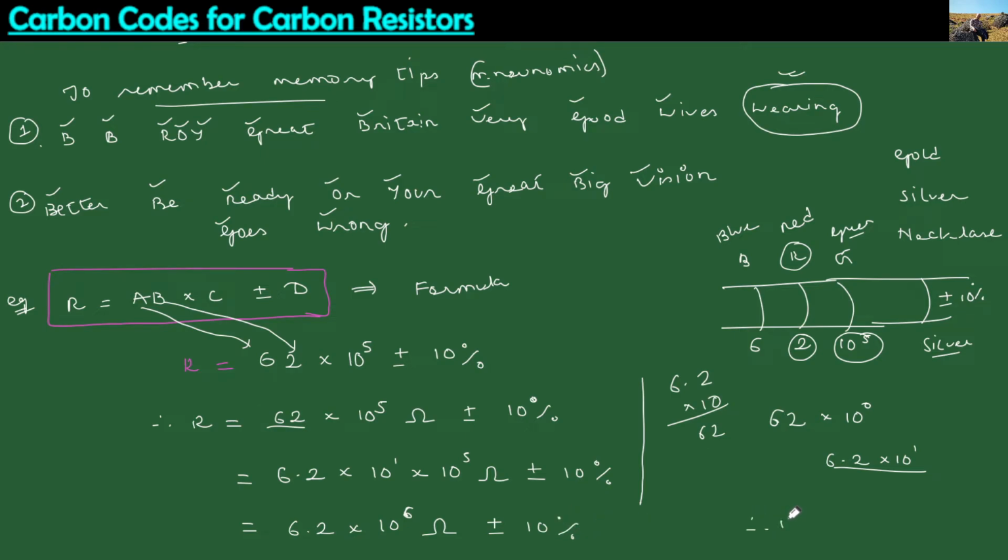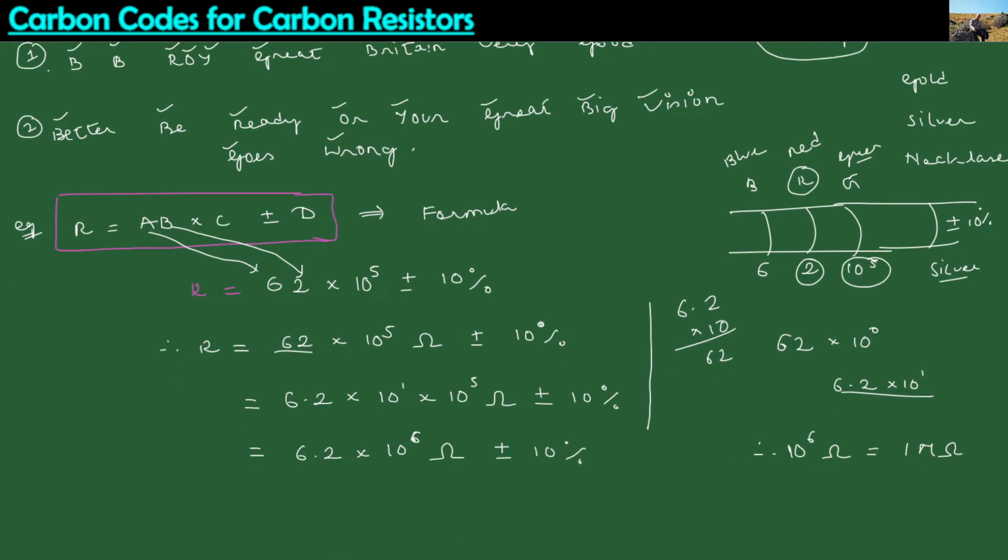But this value of 10 to the power 6 ohms is what we know as 1 mega ohm. So from here, the final value of that R will be equal to 6.2 mega ohms.